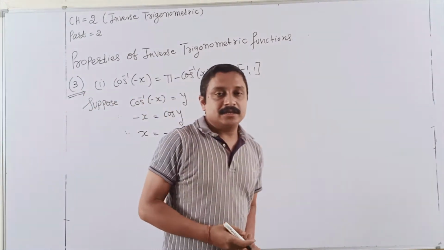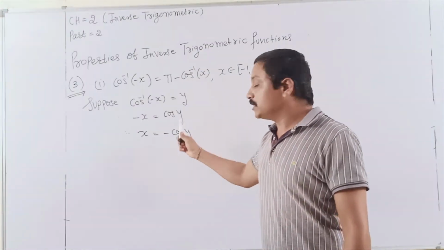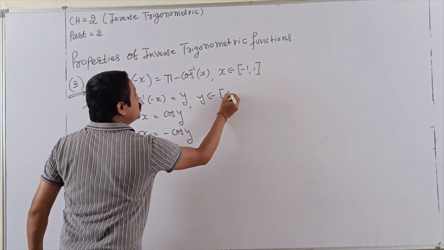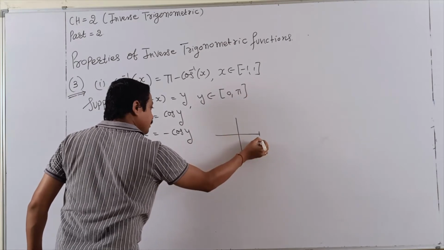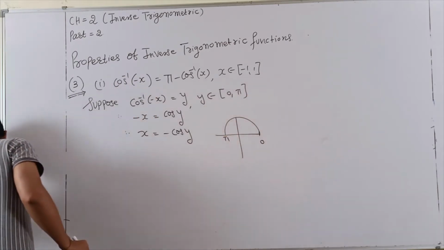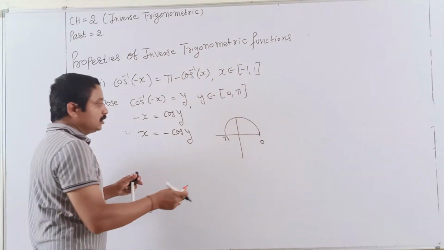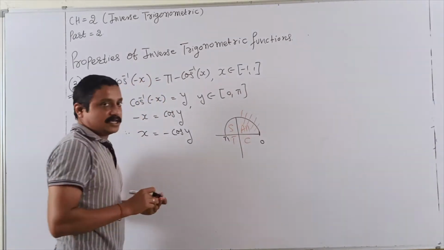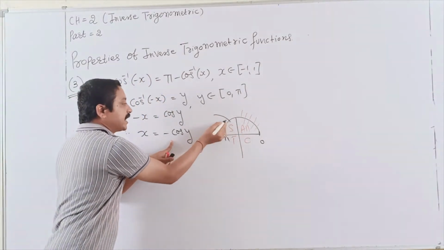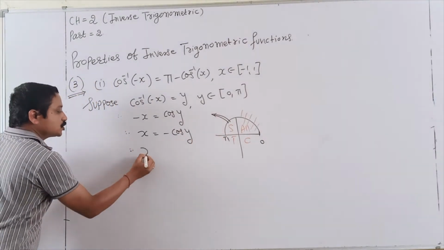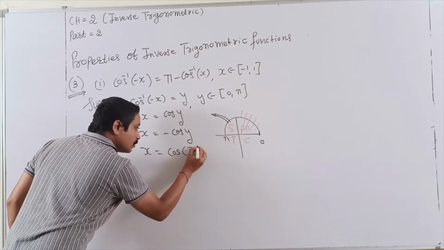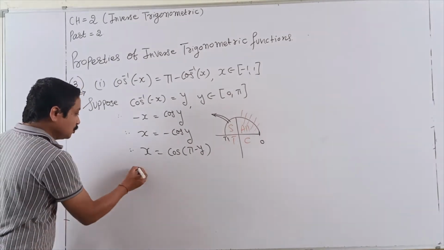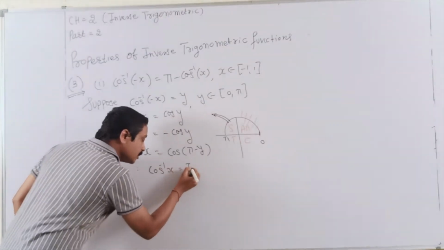Now students, cos is negative in the range of that inverse function, where y belongs to 0 to pi. In 0 to pi, your quadrant is either first or second. In the first and second, here all students, cos is negative definitely in the second quadrant. That's why I show here cos of pi minus y. So what is the cos inverse x? It is pi minus y.